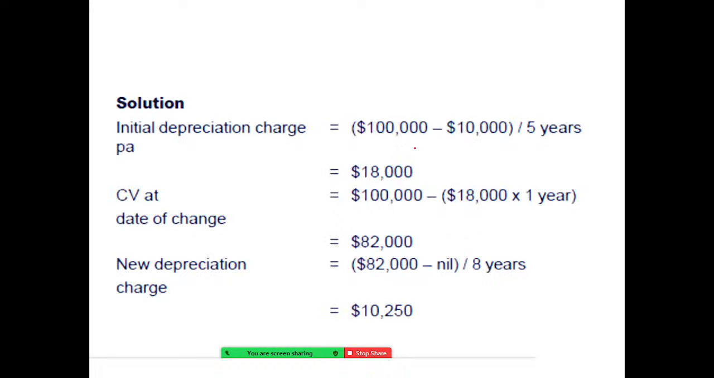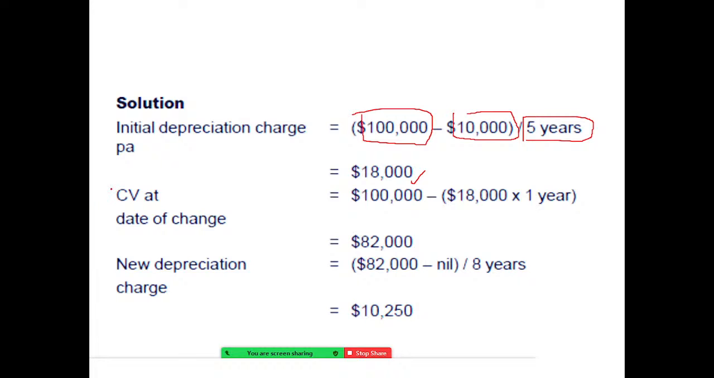Right, here first it was purchased for 100,000, and initially the residual value was 10,000 and the useful life of the asset is 5 years. So therefore depreciation per year is 18,000. After 1 year of use, the useful life has been changed.